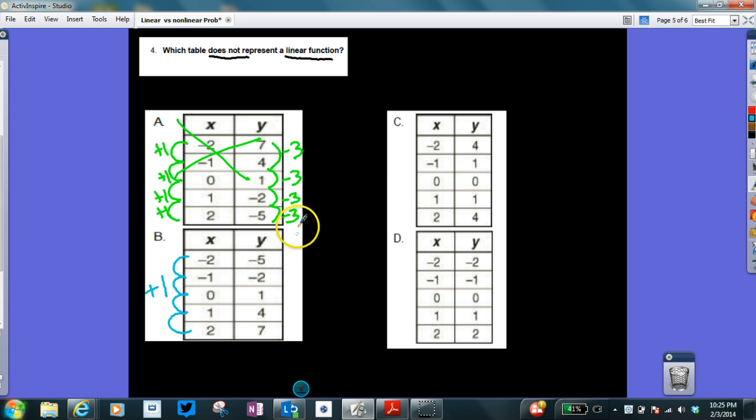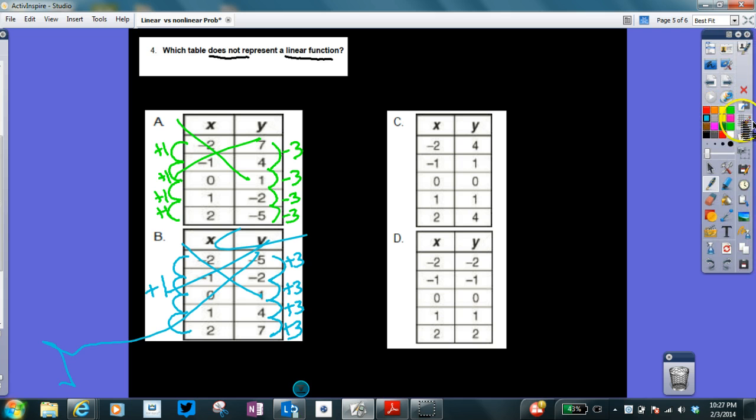But let's look at the y. You've got negative 5 to negative 2. Well, in this case, you're adding 3. Negative 2 to positive 1, plus 3. 1 to 4, plus 3. And 4 to 7, plus 3. Rate of change, constant. That is linear. All right, so let's look at C now.